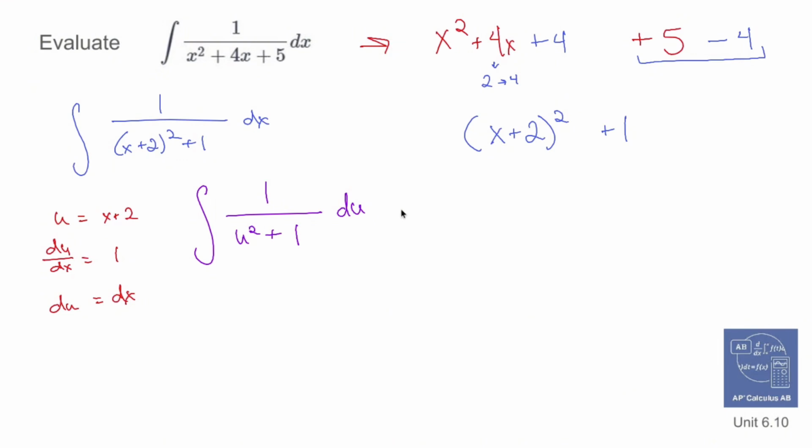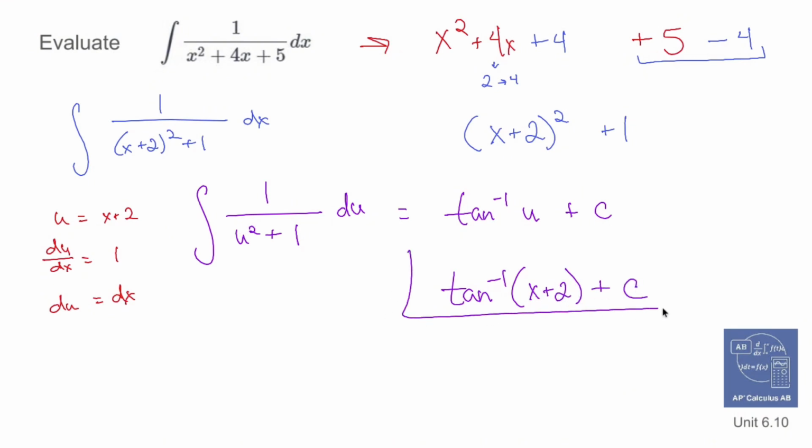Okay? That becomes the inverse tangent of u, plus that arbitrary c, of course. And once I plug the fact that u is x plus 2 back into u, I have the inverse tangent of x plus 2 plus c. And that's going to be my answer. Okay, tricky stuff, very tricky stuff.